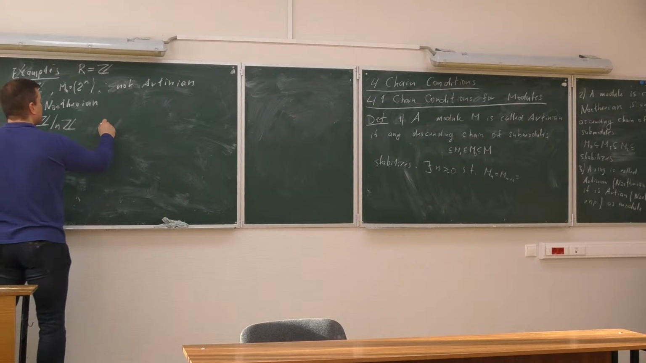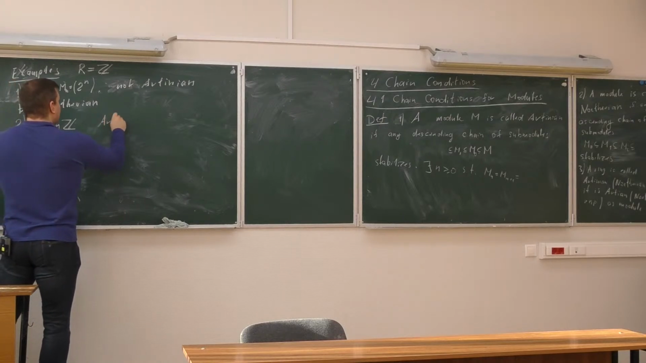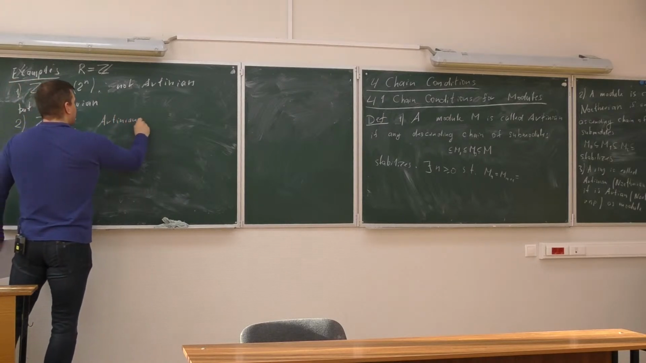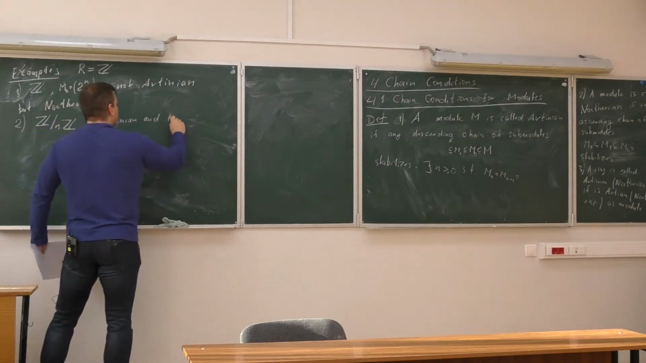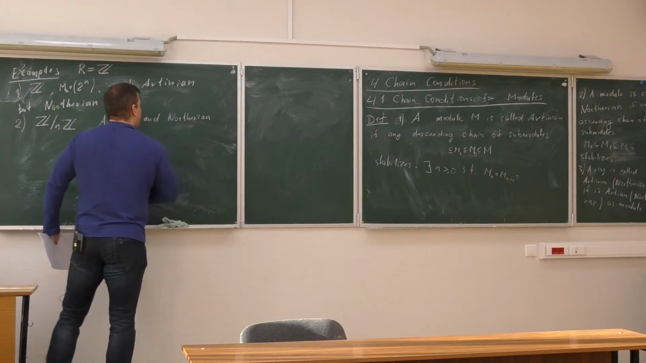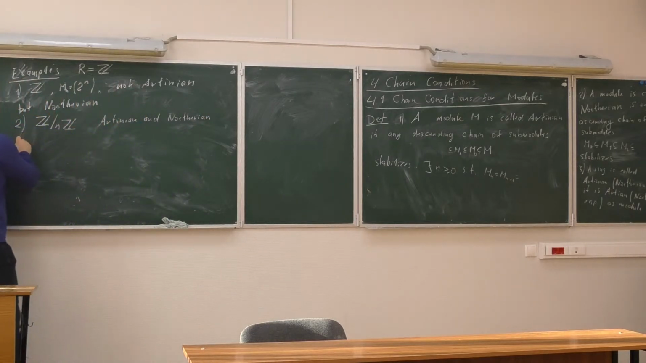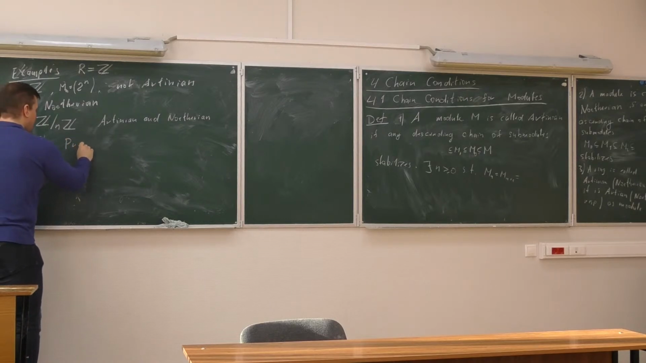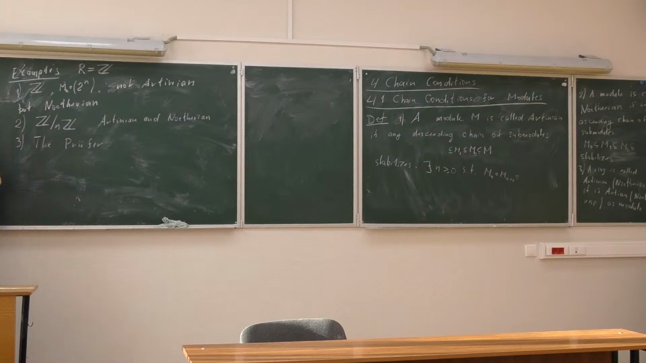Good. So this is Artinian and Noetherian. So the third example is a little bit more interesting. So here we consider the Prüfer group. I'm not completely sure that I pronounced this correctly.